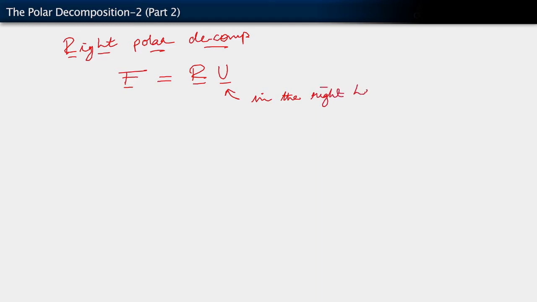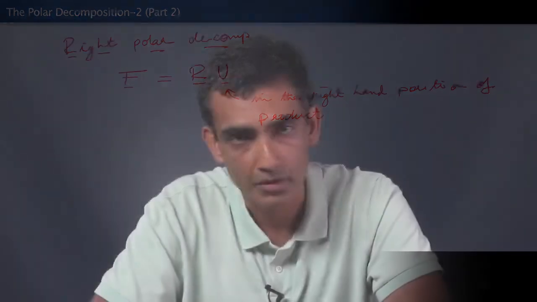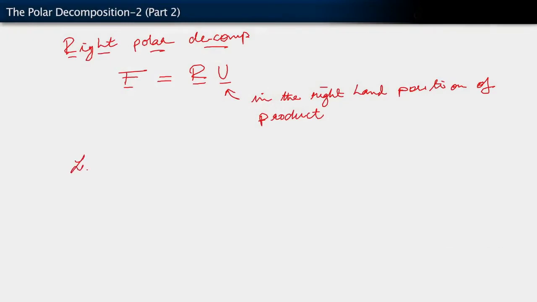It is in the right hand position of the product. Or I guess I should say correct, in order that you don't confuse my saying right with the right polar decomposition. This is why we call it the right polar decomposition. That ought to get you wondering, is there a left polar decomposition? Indeed there is. There also exists a left polar decomposition.